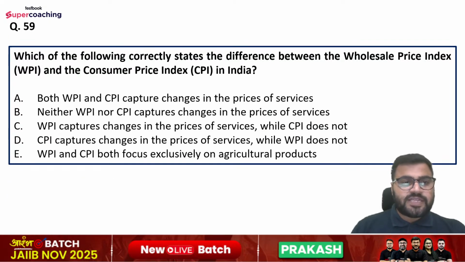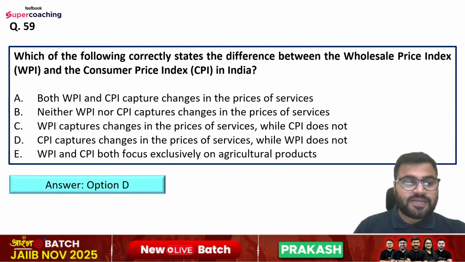Question number 59. Which of the following correctly states the difference between the wholesale price index and the CPI? Options are both WPI and CPI capture changes in the prices of services. Neither WPI nor CPI capture changes in the prices of services. WPI captures changes in the prices of services while CPI does not. CPI captures changes in the price of services while WPI does not. Both WPI and CPI focus exclusively on agricultural products. So right answer is option number D here.